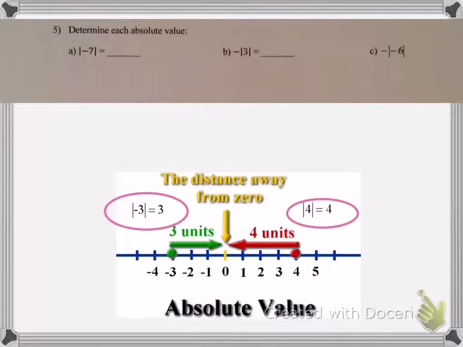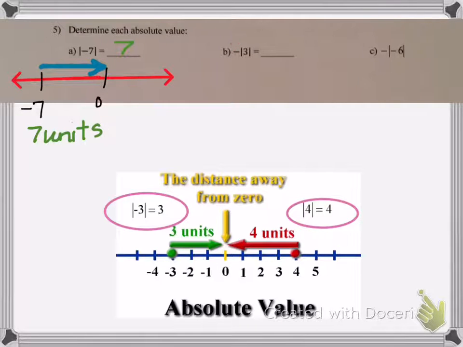The absolute value of negative 7. If we plot negative 7 on the number line, we can see that negative 7 is 7 units away from 0. So the absolute value of negative 7 is 7.